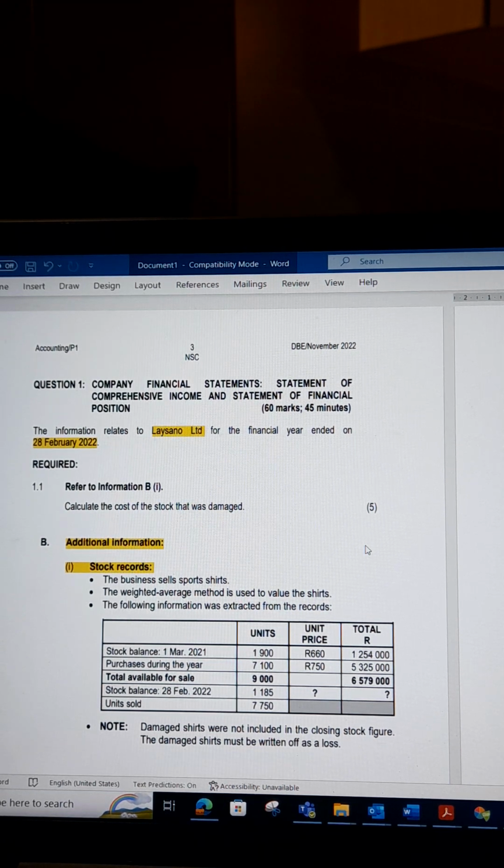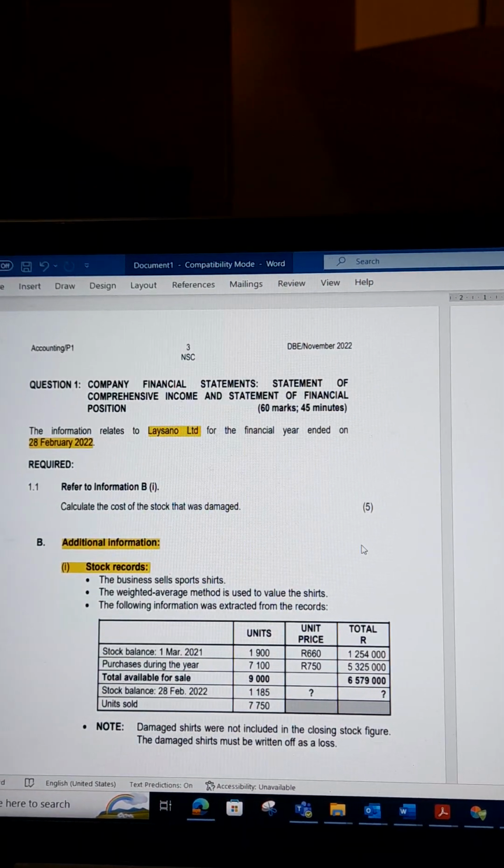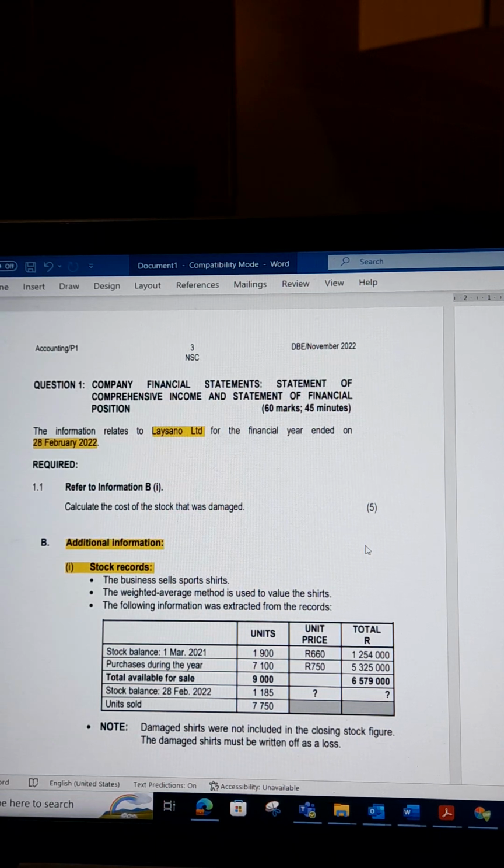In everything that we'll be doing, we need to pay attention to the fact that we're dealing with this company, and maybe they've told us they're selling shirts. So we'll find out that they're selling shirts, and also their financial year ended on the 28th of February 2022, which commenced on the 1st of March 2021. So we've been asked to calculate the cost of the stock that was damaged for 5 marks. This is the information that has been given to us.